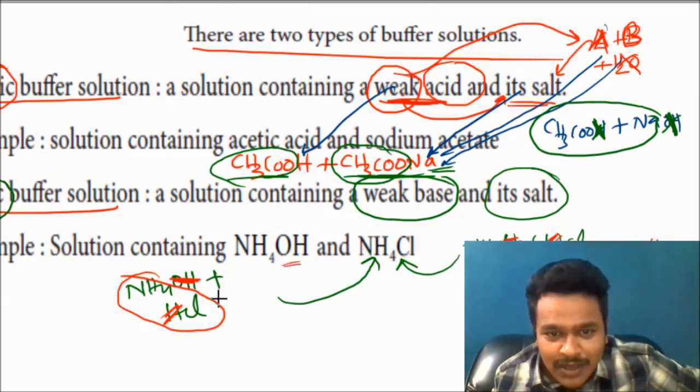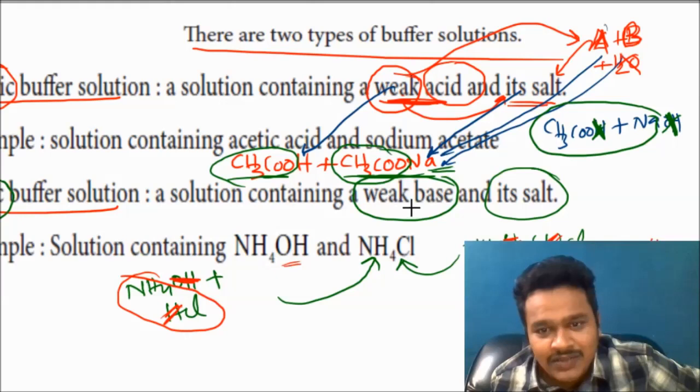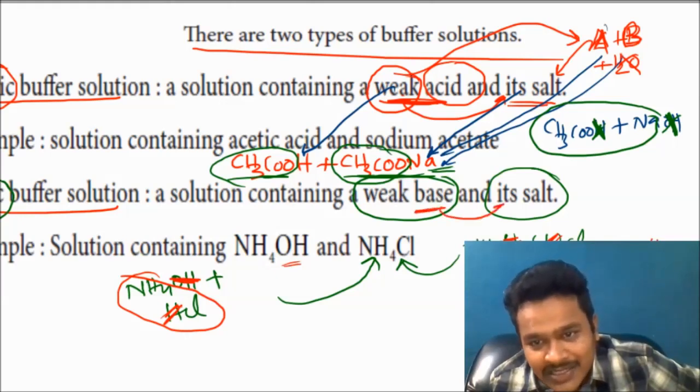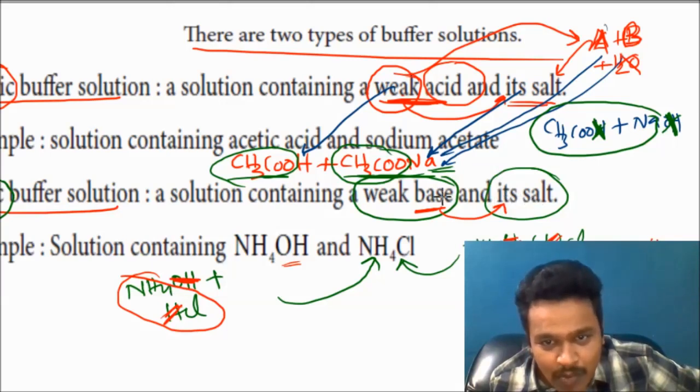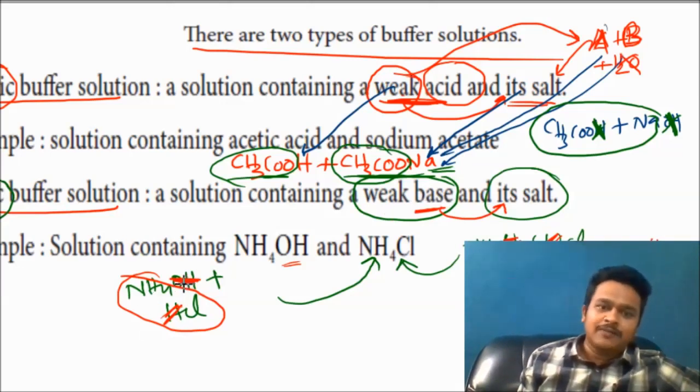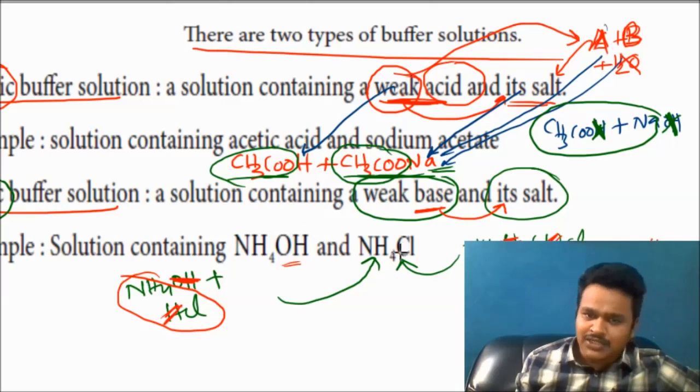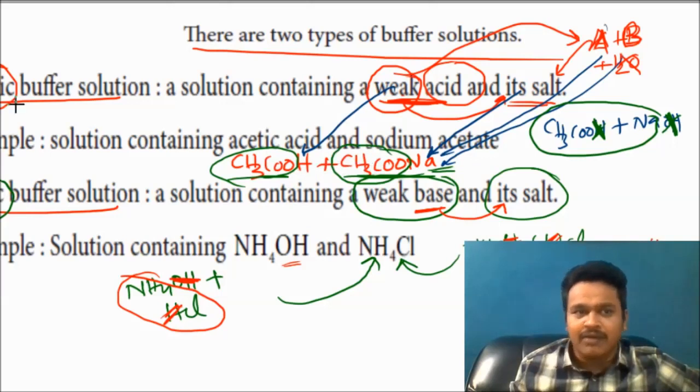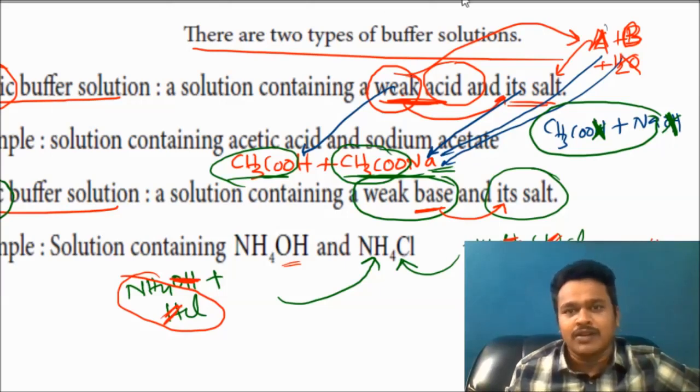To get this salt, what is compulsory? This NH4OH is compulsory, no? That is why it is a weak base and its salt. The salt has to be formed by this weak base definitely, by using some acid. The acid is not a matter for me. For a basic buffer, this base and its salt are important. For an acidic buffer solution, the acid and its salt are important. These are the types of buffer solution.